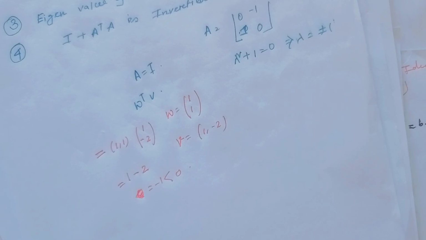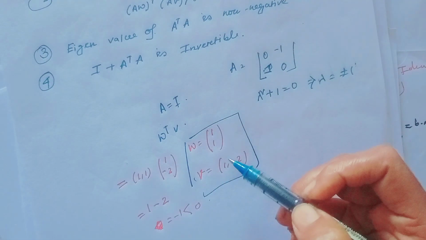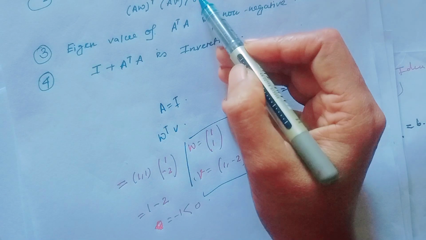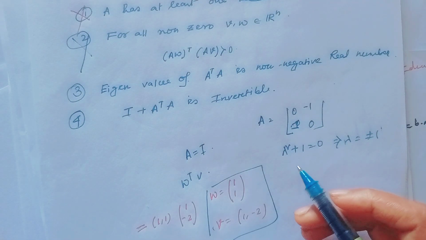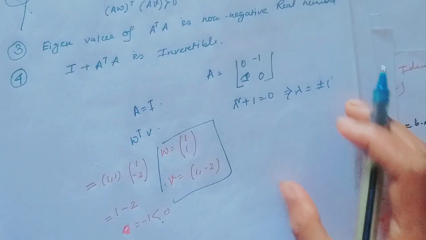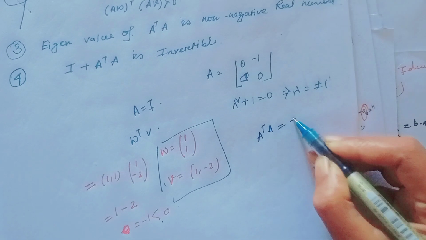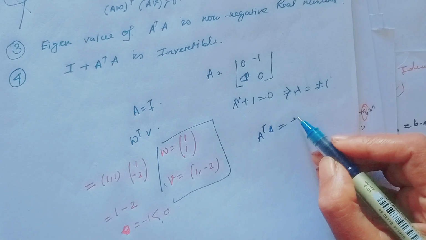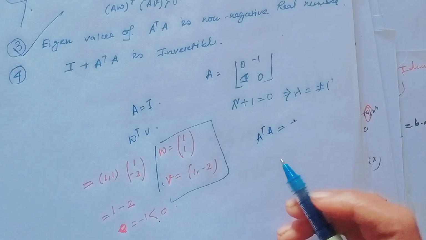Therefore, for this W and V, I have got that this is not always greater than 0; this is less than 0. So option 2 is also a wrong option. Option 3, the eigenvalue of A transpose A is a non-negative real number. All of us know the eigenvalue of A transpose A is always non-negative. In my previous video, I had discussed this topic elaborately, so option 3 is the right option.